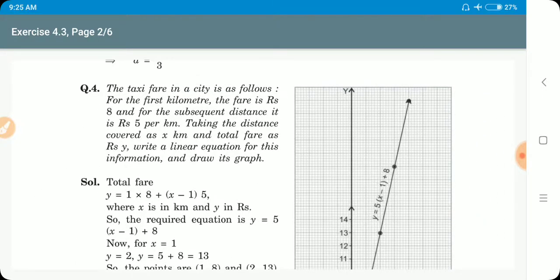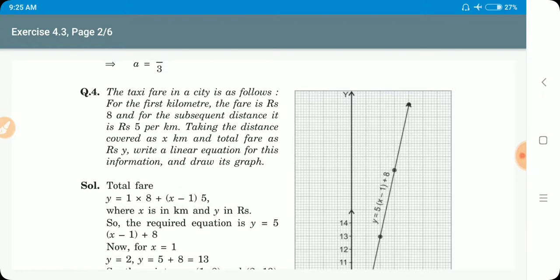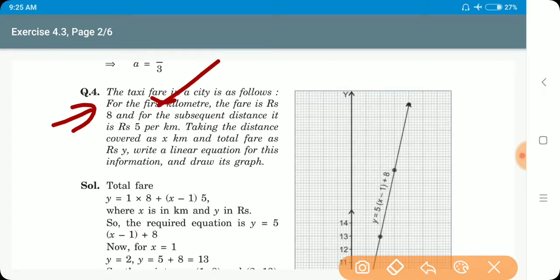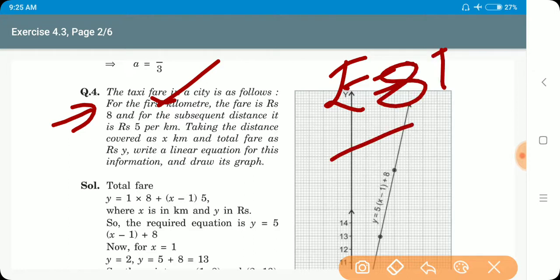Taxi fare in a city is as follows. For the first kilometer, the fare is 8 rupees, and for the subsequent distance it is 5 rupees per kilometer. Suppose I'm a person going to a taxi stand and I want to go for 1 kilometer, then he will charge 8 rupees for the first kilometer.